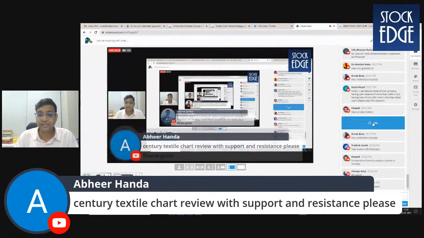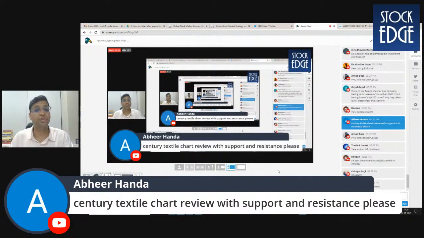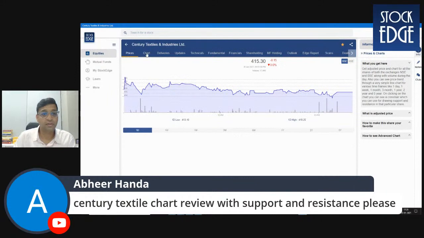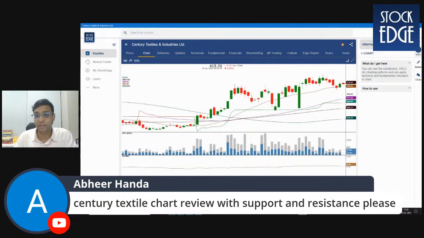Okay, Century Textile. Mr. Abhir is asking Century Textile. चलिए देखते हैं Century Textile को. Go to Edge chart and see the template. Ah, very nice. This stock is definitely in control of bull. Look out for opportunities to buy this stock because super trend is positive, all moving average is strong.